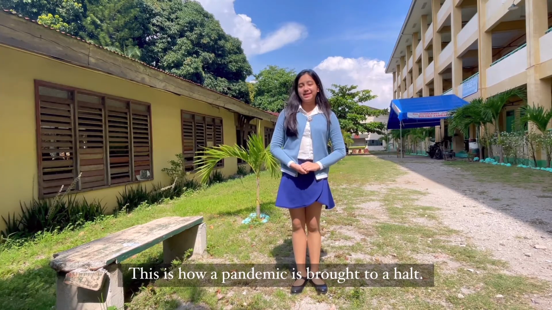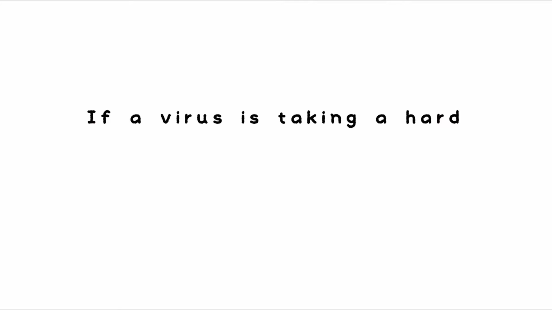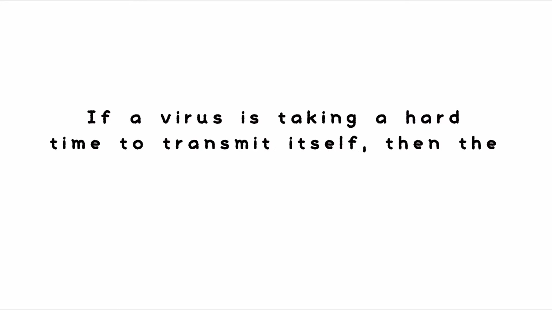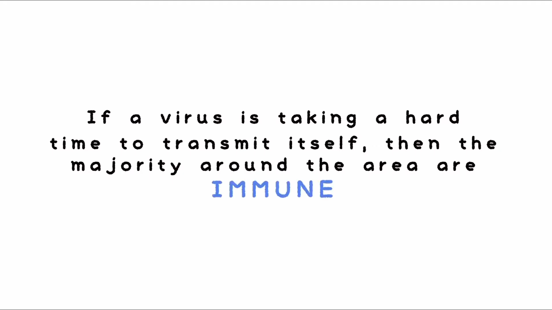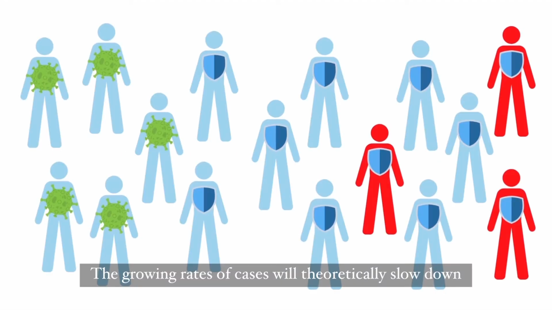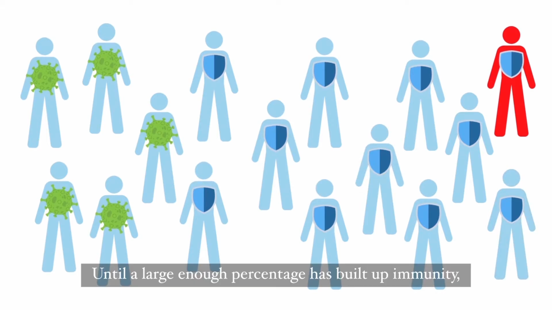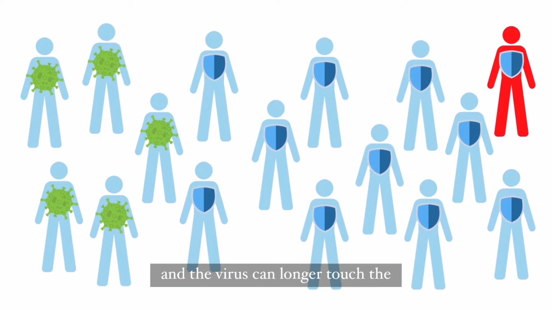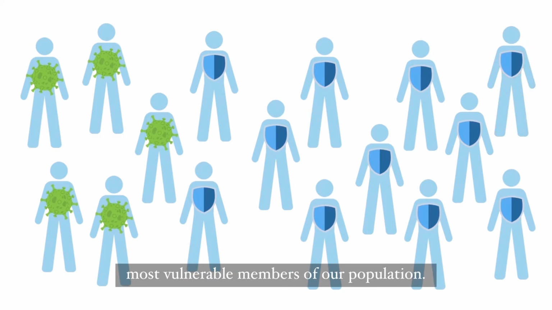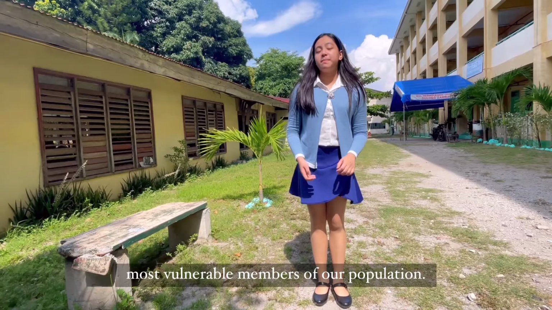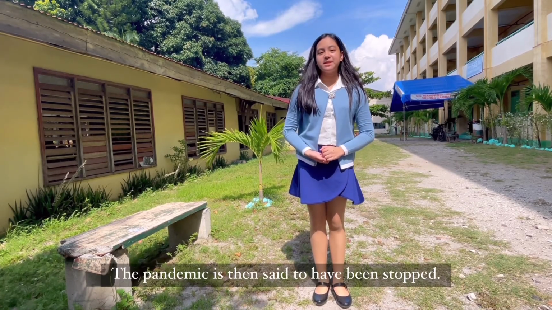This is how a pandemic is brought to a halt. If a virus is having a hard time transmitting itself, then the majority around the area are immune. The growing rates of cases will theoretically slow down as people get vaccinated more and more, until a large enough percentage has built up immunity and the virus can no longer touch the most vulnerable members of our population. The pandemic is then said to have been stopped.